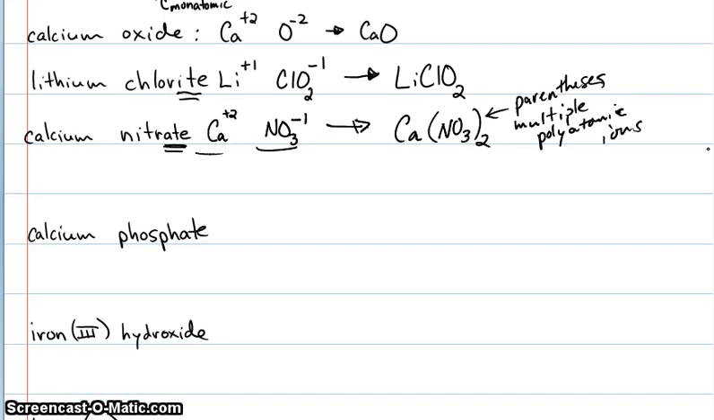Let's go next to calcium phosphate. Remember, you can pause this video anytime you like. Calcium is in group 2, so it's plus 2. And phosphate, ate means it's a polyatomic ion.